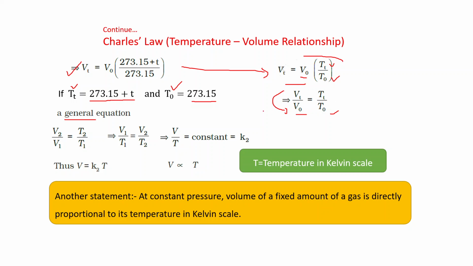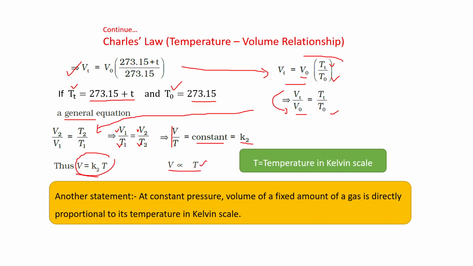And in general, this equation can be written like this: V2 by V1 is equal to T2 by T1. Or we can also say V1 by T1 is equal to V2 by T2, and V by T is constant, and that is K2. Again, this can be written as V is equal to K2 T, and from this expression we can say V is directly proportional to T.